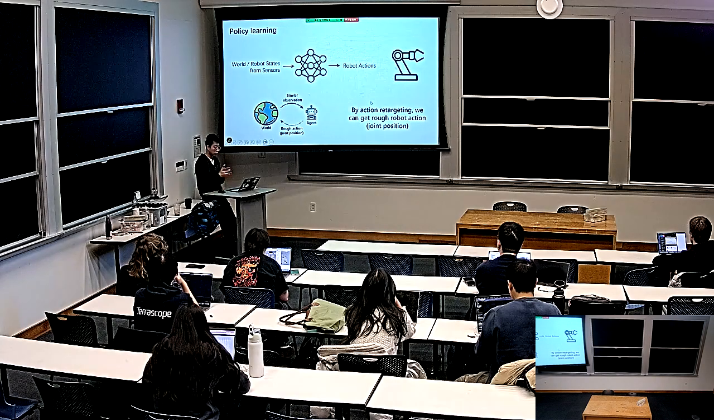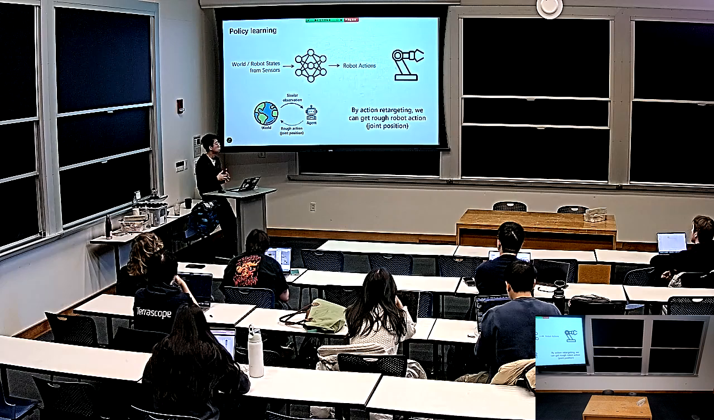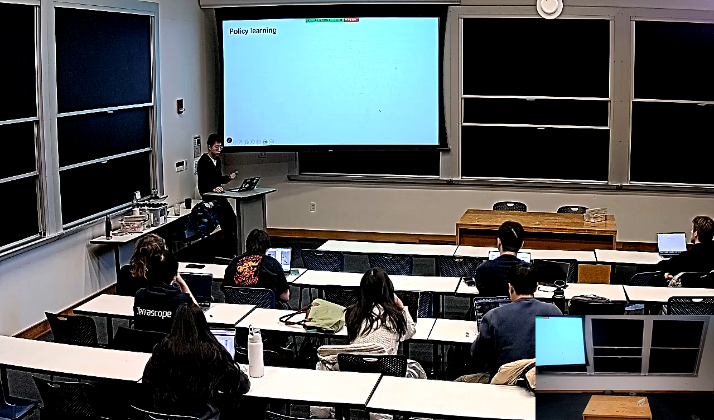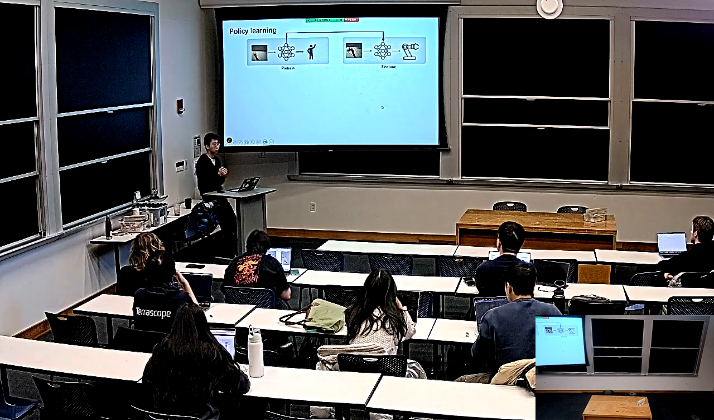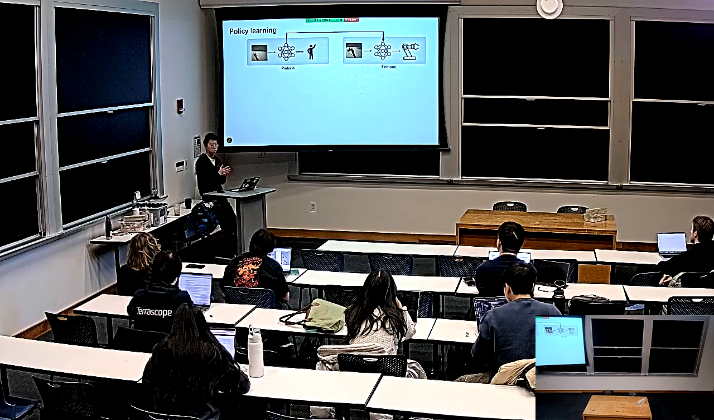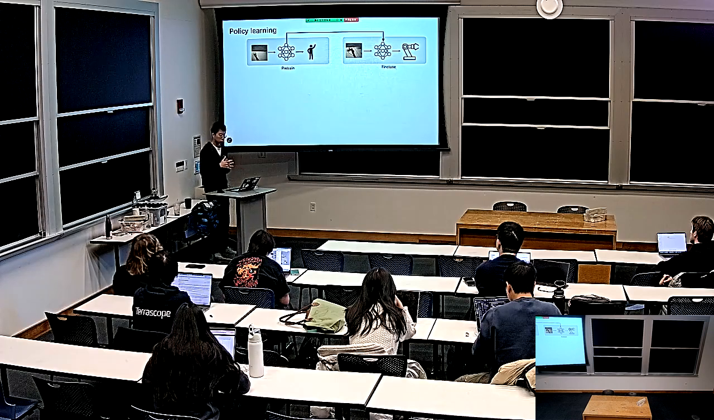Yep, so now by action retargeting, we can get the rough robot action, which is the joint position. Now the question is how we can learn from this data. There are actually three ways we can learn from this kind of human video data. Since, as we mentioned, the observation is just a similar observation and not the robot observation, there's still some domain gap. And the action is still rough, not very accurate. So we still need some robot data to train with the human data.